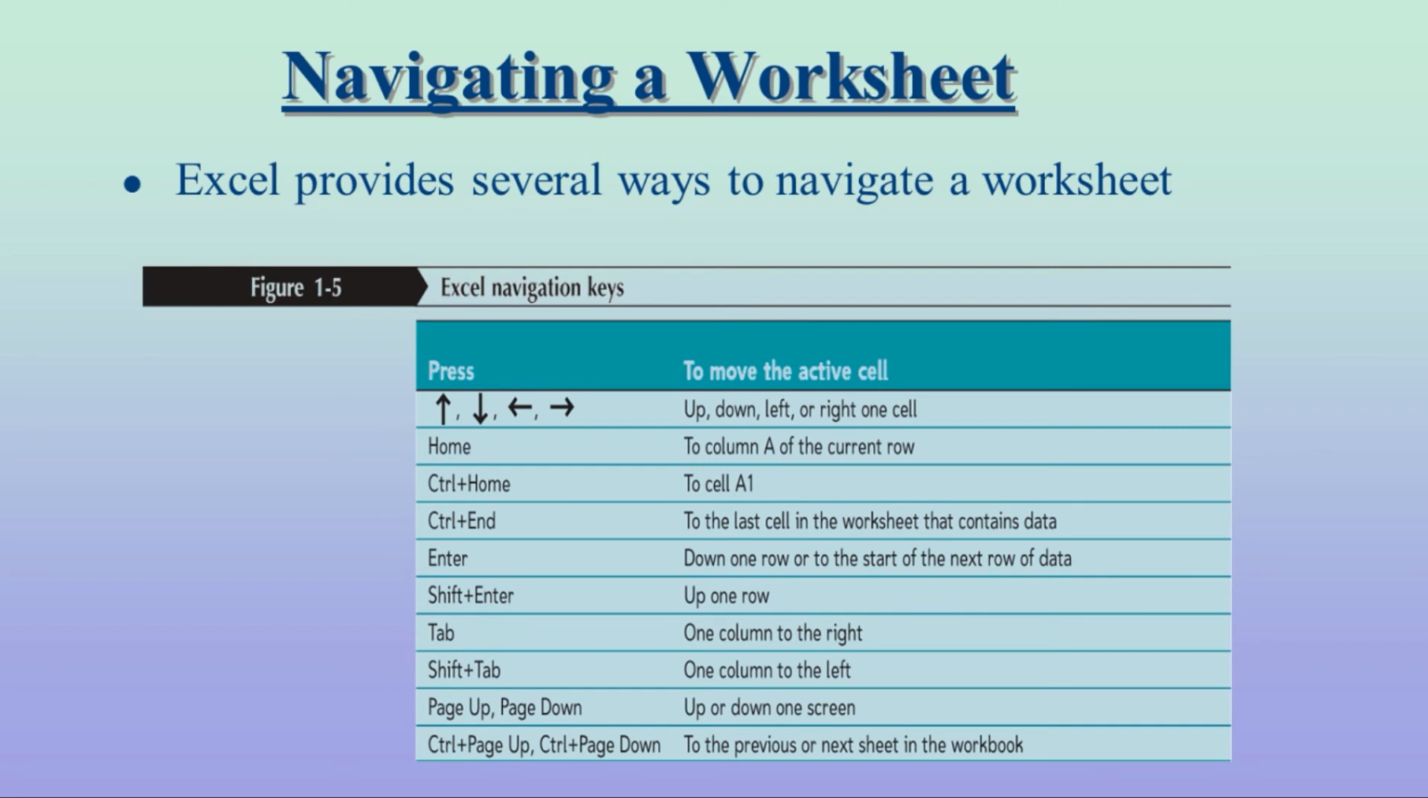If you press Enter, you move down a row or to the start of the next row of data. If you press Shift Enter, up one row. And if you press Tab, you move the active cell one column to the right. If you press Shift Tab, one column to the left. If you press Page Up or Page Down, up or down one screen. And the next one, if you press Control Page Up or Control Page Down, then you move to the previous or next sheet in the workbook.